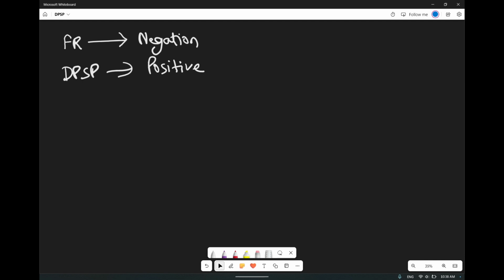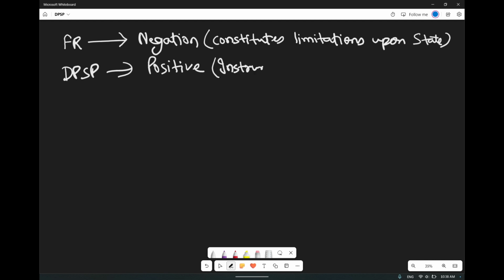Now what does it mean? Fundamental rights constitute limitations upon state action, while directive principles are an instrument of instructions to the government. Now what does it mean?